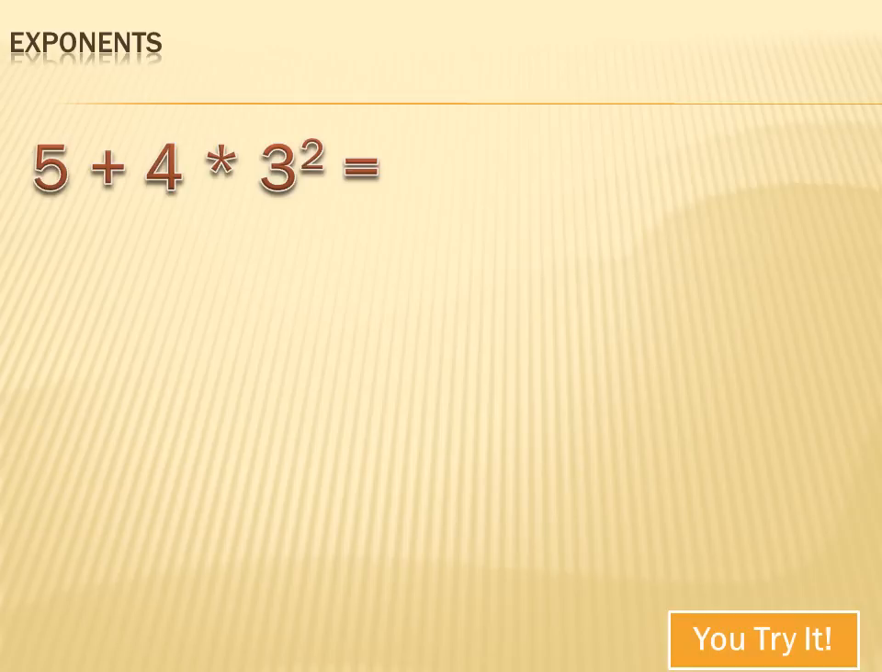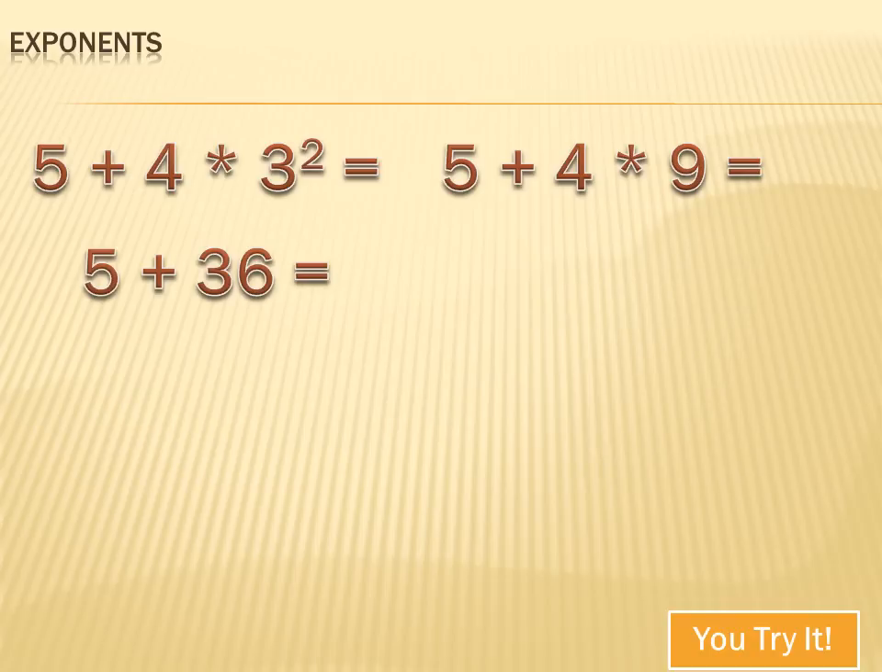And I'm going to rewrite 5 plus 4 times 3 squared as 5 plus 4 times 9, because 3 squared equals 9. Now I've got 2 more operations. I've got an addition and I've got a multiplication. And PEMDAS tells me to do the multiplication first. So I'm going to rewrite it again and say 5 plus 36. Now there's just one operation. 5 plus 36 equals 41.